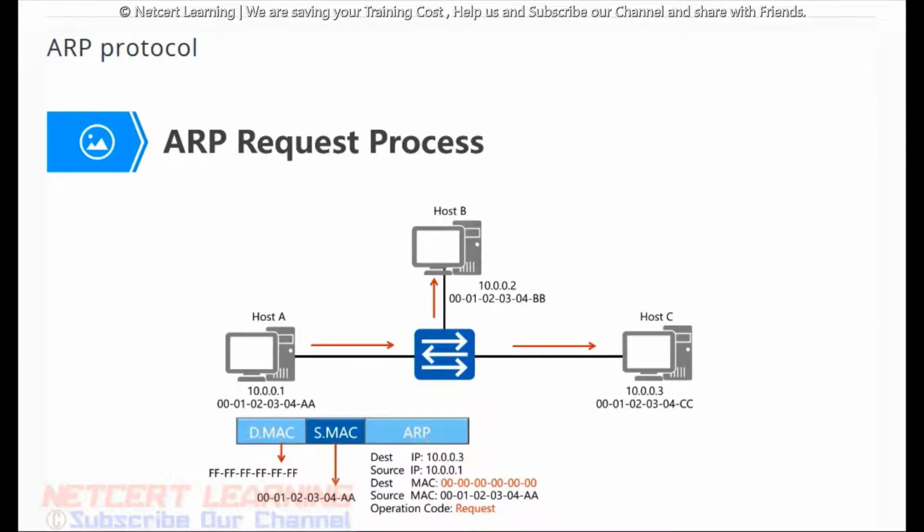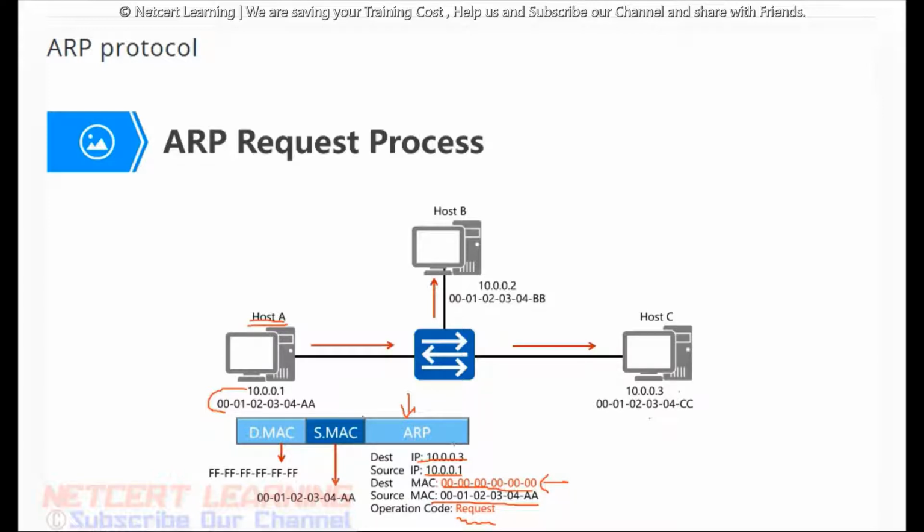This is the request. Host A sends a request using the ARP protocol. In this ARP, the source IP and source MAC are itself, host A's IP and host A's MAC address. But the destination IP is known, while the destination MAC is not, so it is filled with all zeros, which means unknown. The operation is request: I want to know.